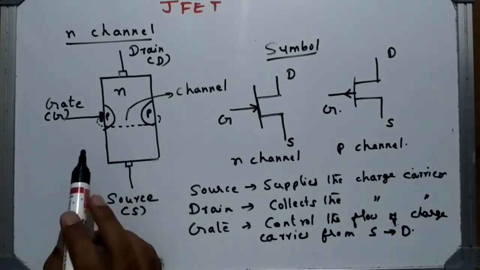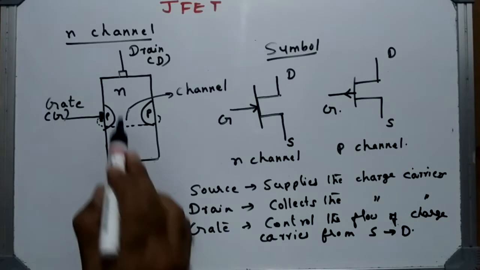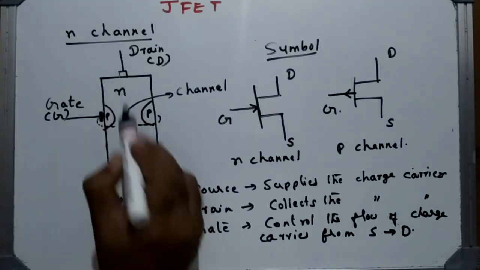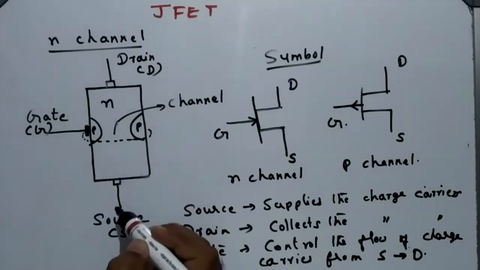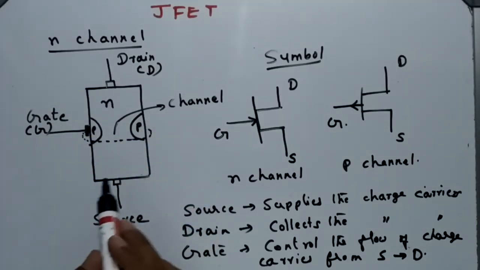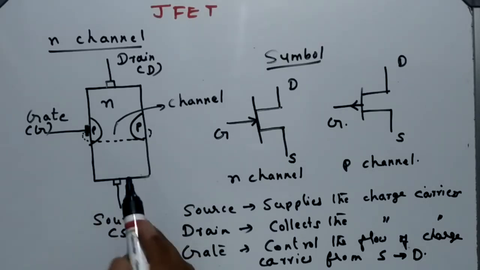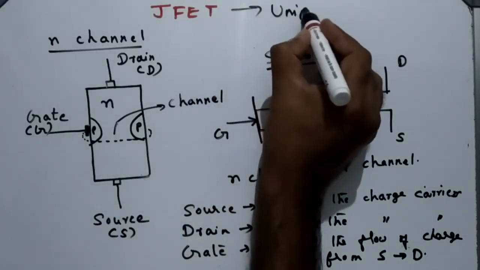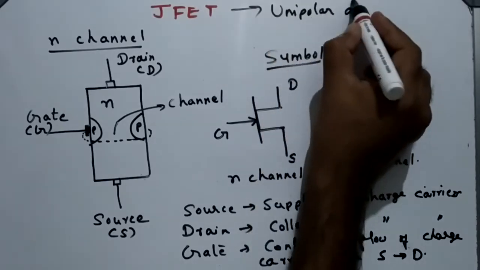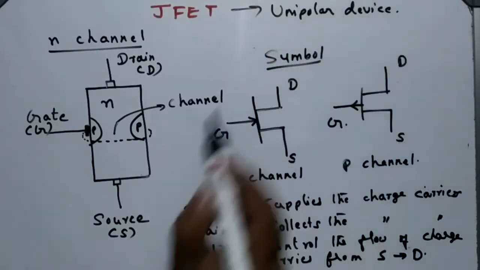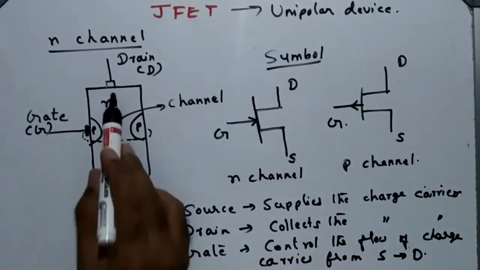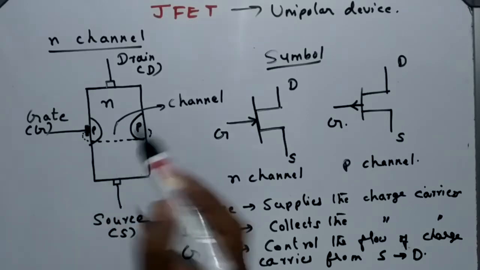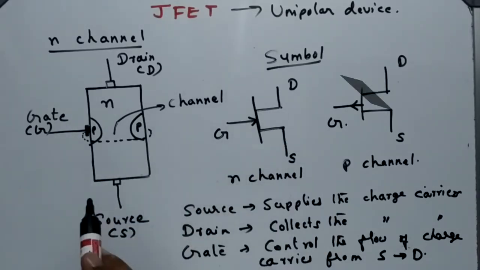Now if you see the JFET, the current is due to only one type of charge carriers, because there is nothing in between the source and drain. So the charge carriers are only one. That is why JFET or FET is a unipolar device, because the current is due to only one type of charge carriers. In N channel, the current is due to electrons, and in P channel, the current is due to holes.